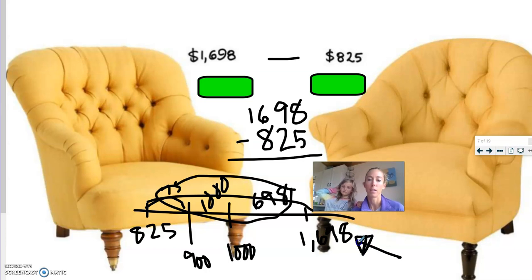But the cool thing about the number line is that it makes our brain stronger for number sense. And we can use our addition skills.